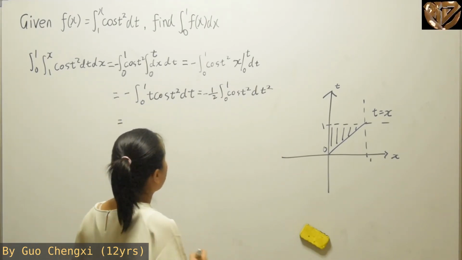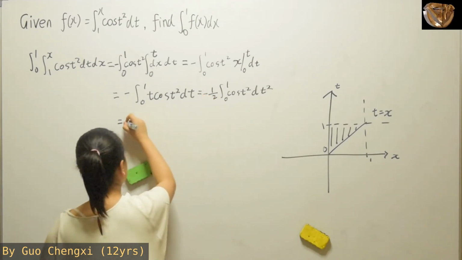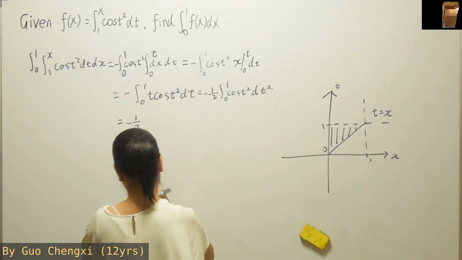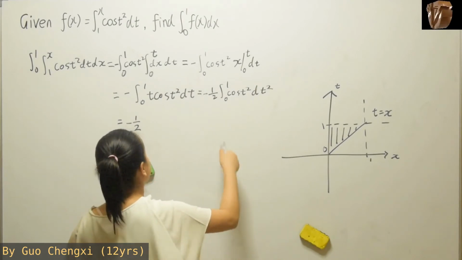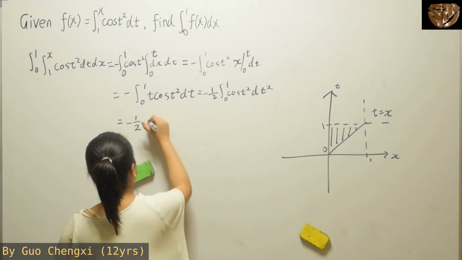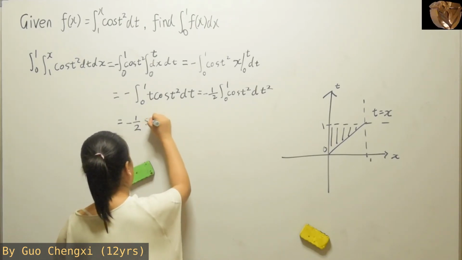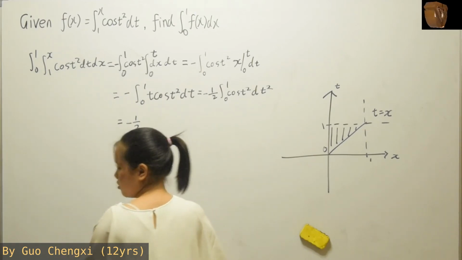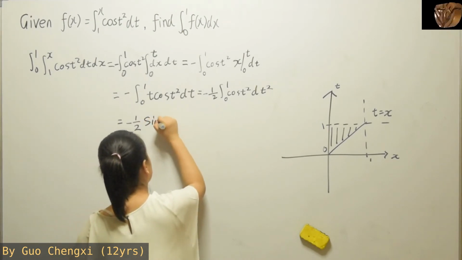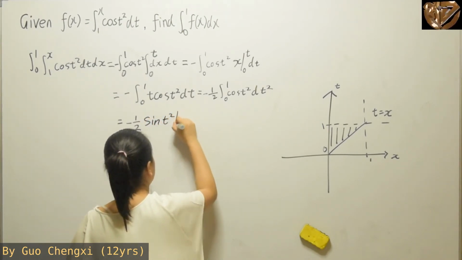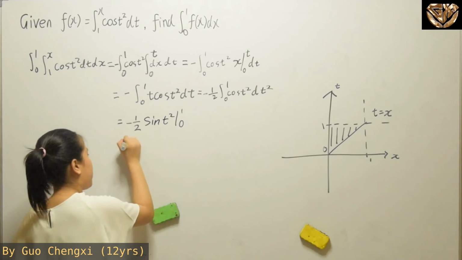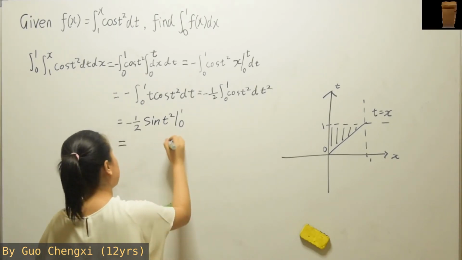Now we can also integrate this part because relatively speaking it will be the same as cosine theta d theta. So cosine integration is sine. So here we'll have sine t squared from 0 to 1.